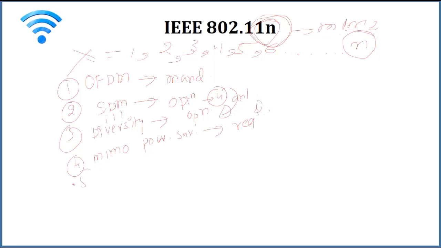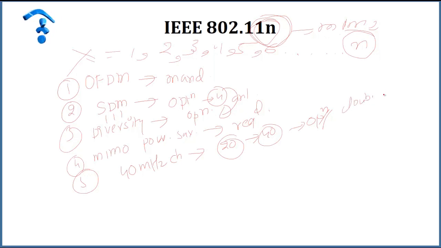Then there is one more thing, which is the 40 megahertz channel. Why do we require this? It doubles the data rate by doubling the channel bandwidth, from 20 it raises to 40. So it doubles the channel rate. This is an optional thing, which just doubles the data rate. Initially we are happy with the regular data rate, so we'll see the double data rate later on.